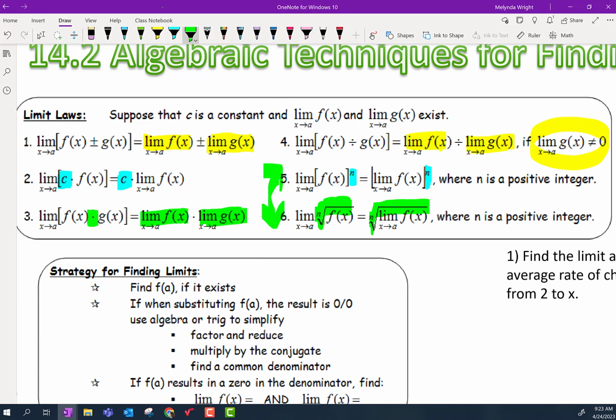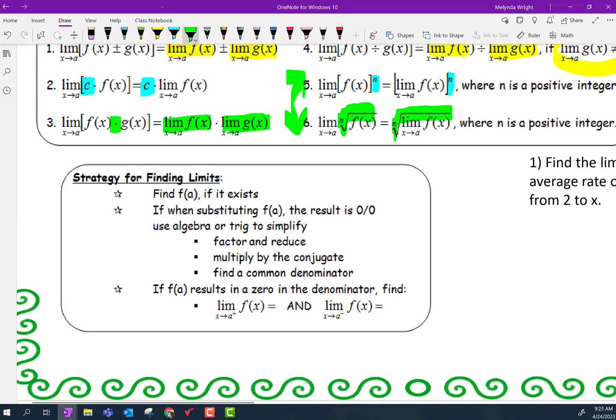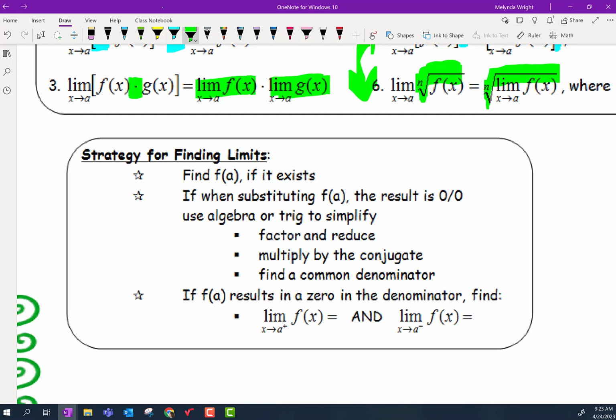So let's get to the basics, the meat of this lesson, and that is, how do we find limits algebraically? I have 3 little stars here, and that basically tells us that truly, these are the only 3 things that you can do. Sometimes students get really overwhelmed. How do I do this limit? What do I do?